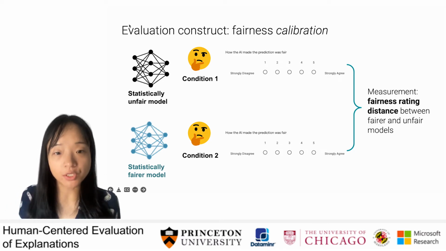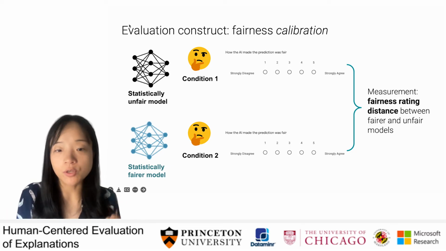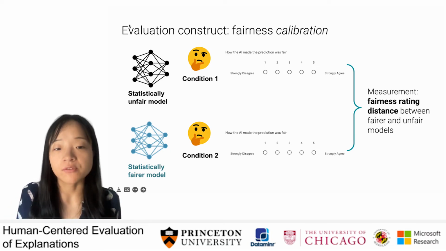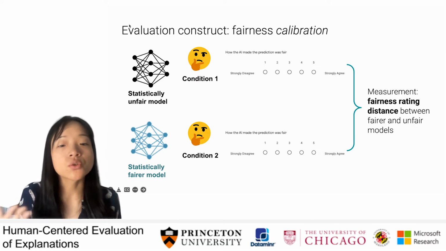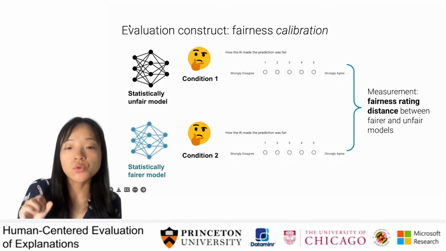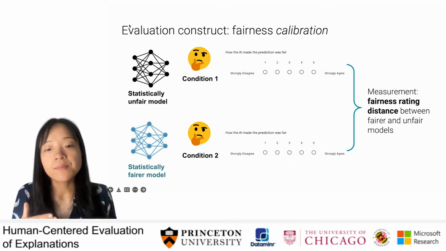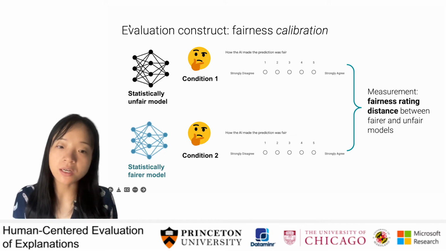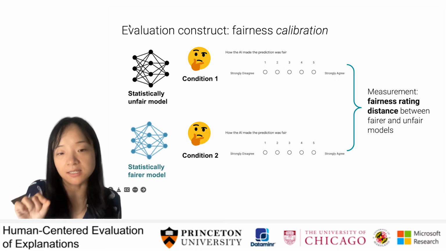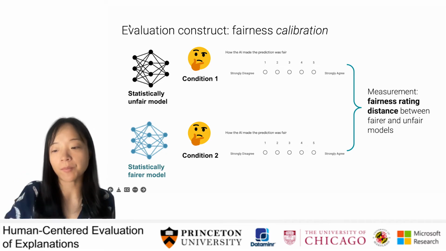To capture calibration, you would need to create multiple versions of the model. Some are more statistically fairer than others. If an explanation is effective for supporting auditing, it should help people differentiate between them. So to measure it, you would then ask people to read this model separately and then measure the distance between their rating for the fairer and unfairer model. This distance is the measurement for the construct of fairness calibration.